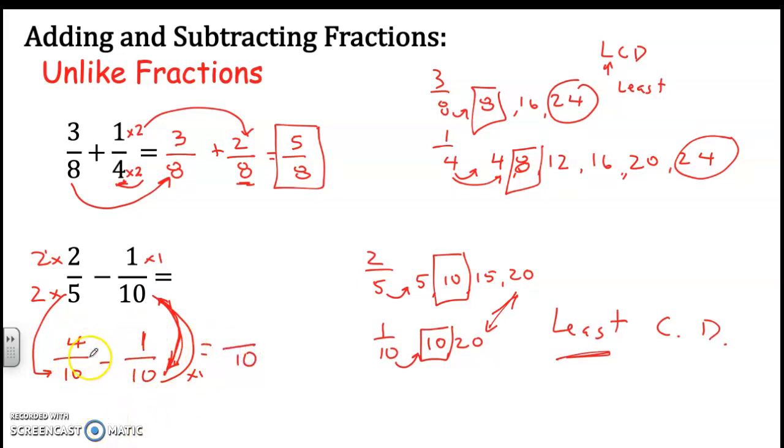And I subtract my numerators. 4 minus 1 is 3. Try to reduce. Right now, division by 3 is not possible, so that is the final answer. So this is the process. You need to have the same denominator.